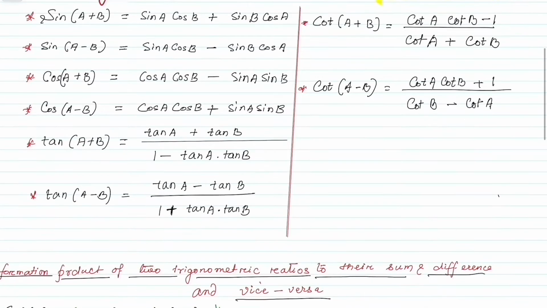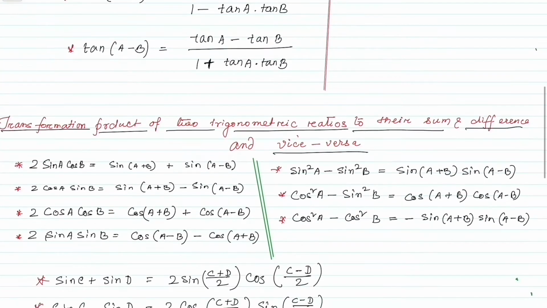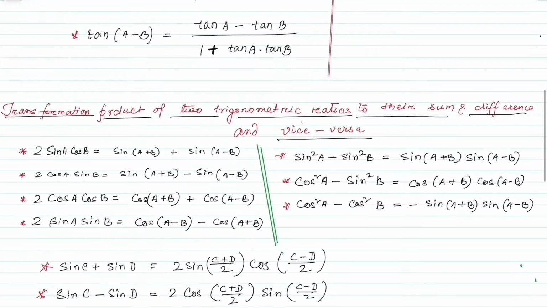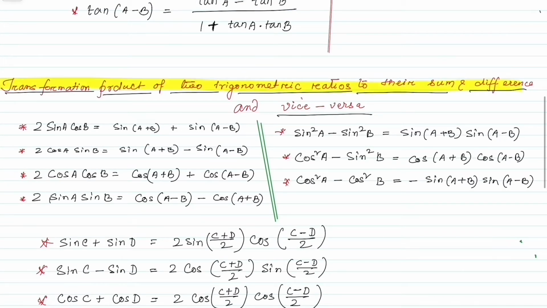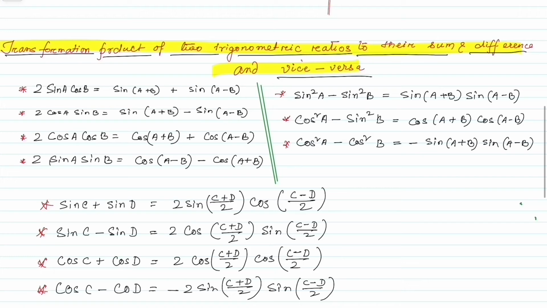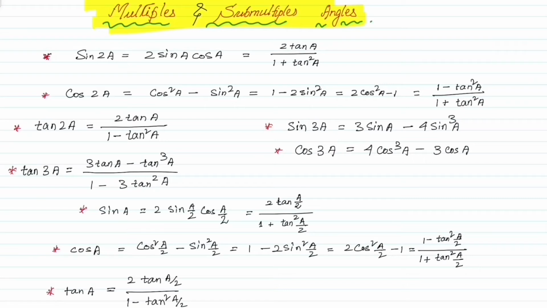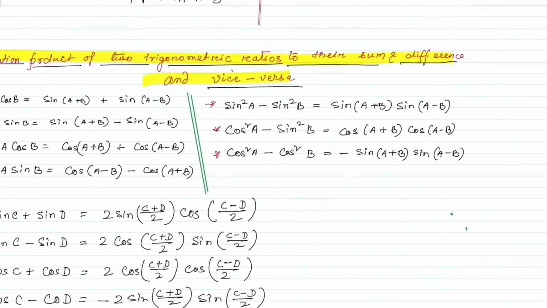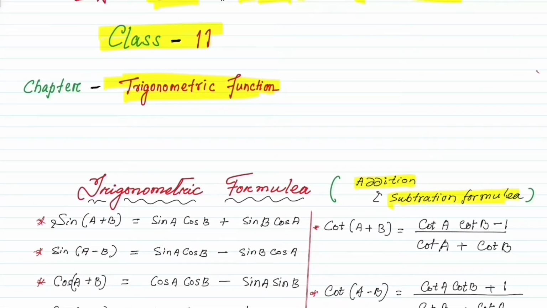And these are the transformation formulae. Take a screenshot here as well. Then these are the formulae related to the trigonometric ratios of multiples and submultiple angles. Please note down the formulae or take a screenshot of those also. If you know all those formulae, then only you can solve the problems of this exercise 3.3 of chapter 3, that is trigonometric functions.